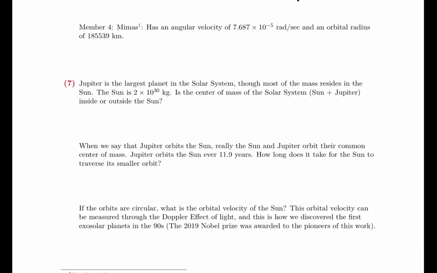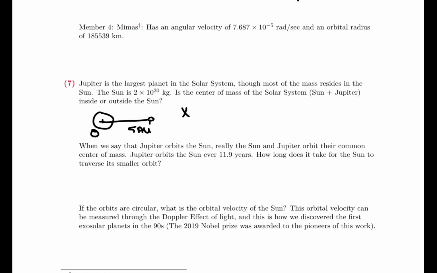I don't think anyone got to this, but Jupiter is the largest planet in the solar system. Most of the mass resides in the sun. The sun is the center of mass of the solar system. Is it inside or outside the sun? So essentially, you can imagine if you take the sun and then you have Jupiter, and I'll put the sun at the origin, and then Jupiter is all the way out here at about 5 AU. You can look that up on the table.